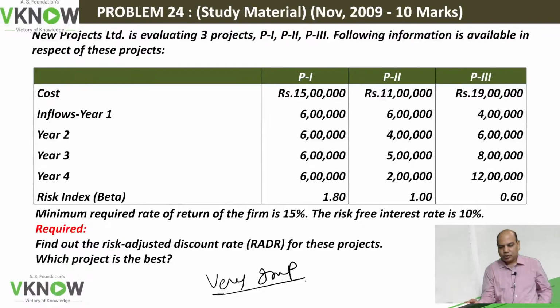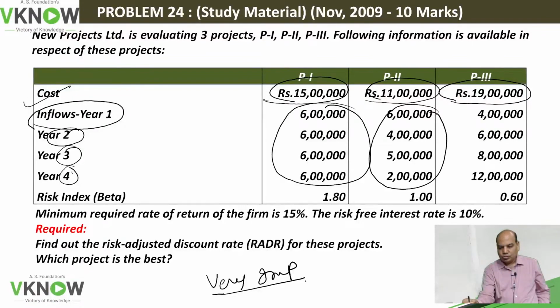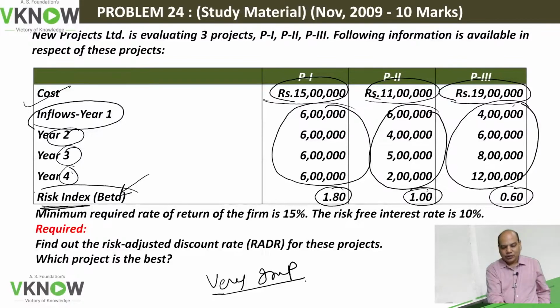So there are 3 projects. Cost is given. Inflow in year 1, 2, 3, 4 is given. For project 1, inflow is the same, 6 lakh rupees. For project 2 and project 3, inflows are changing. And risk index, beta, is given. Beta is different. Why is beta given?